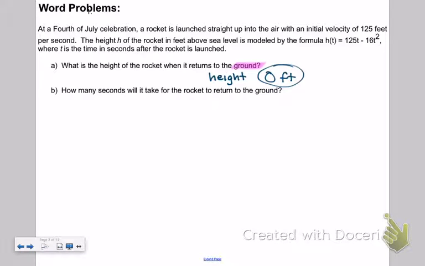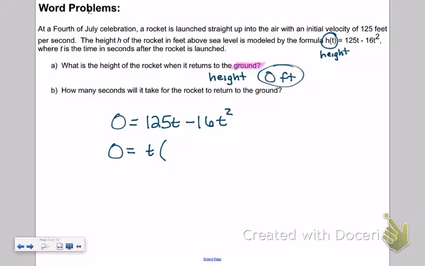How many seconds will it take for the rocket to return to the ground? Since h of t is the height, we're going to plug in 0 for the height. So we have 0 is equal to 125t minus 16t squared. The one thing that we need to do is factor. The greatest common factor right now is t, and then we can multiply that by 125 minus 16t. When we go to split that up, we have t is equal to 0, and then we have 125 minus 16t is equal to 0.